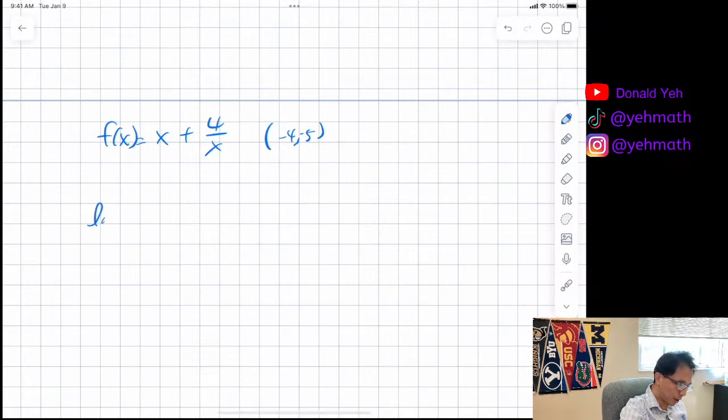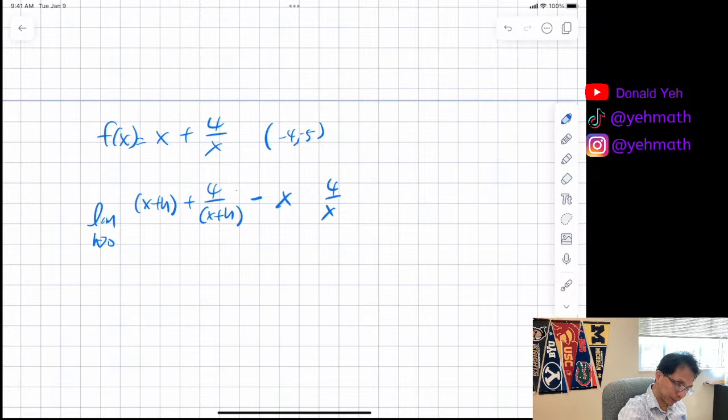Okay, so limits as h approaches 0. I'm going to plug in x plus h, so it'll be x plus h plus 4 over x plus h, and then minus x plus 4 over x. It's minus 4 over x, I think. And that's over h, right?